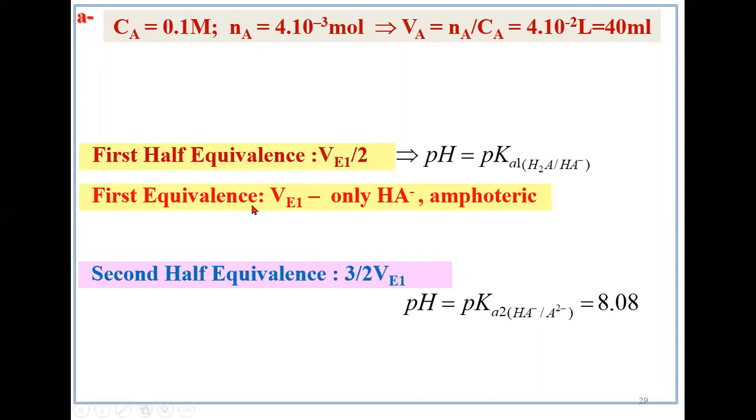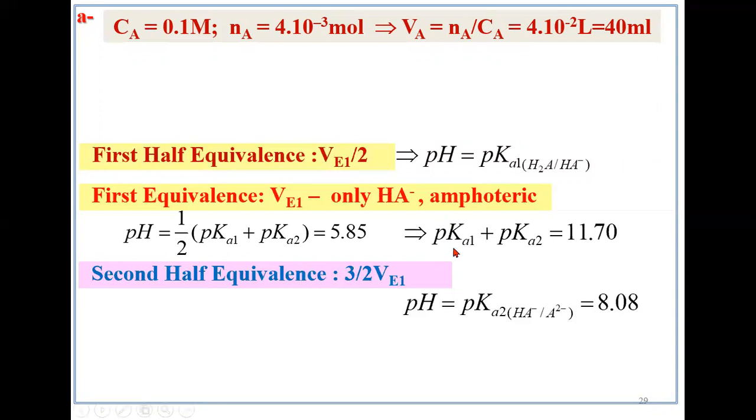At the first equivalence point, I also have an expression for pH. Since at the first equivalence point my only species is HA minus, which is amphoteric, my pH is half, pKa1 plus pKa2. I ask you, please go back to our take-home graph for diacids, and you can easily see these values there.